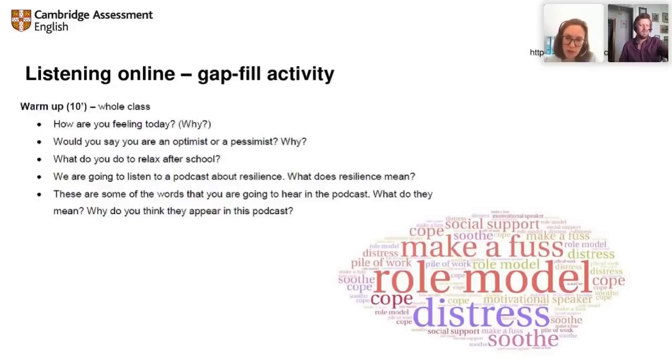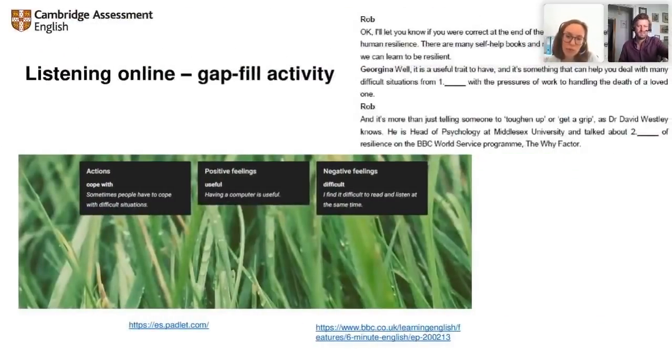And then once they are ready, they can move on to do the listening task, which is they need to fill in the gaps, basically with the words that they hear. This is taken from the BBC, 6 Minutes English. And then as a follow-up, we suggested using Padlet again to reflect on some of the vocabulary that they came across during the listening. So useful vocabulary, so a vocabulary that they have never heard before. They have to try and write a sentence using it.